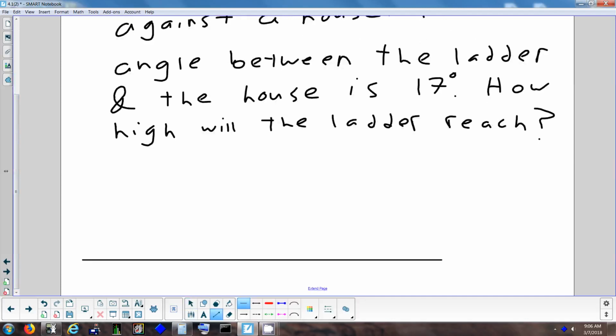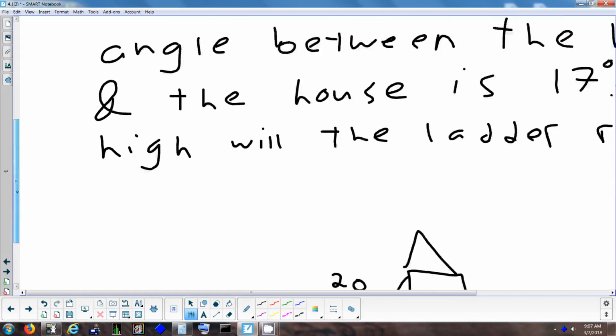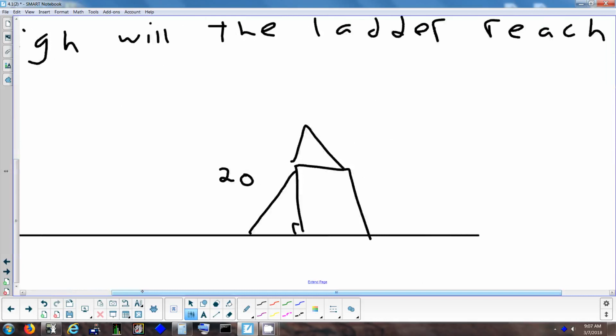Okay, so there's your ground. Here's your house. And it says we have a 20-foot ladder leaning against the house. I'm going to exaggerate it a little bit. There's my ladder. That's 20 feet. I'm going to assume that the building is perpendicular to the ground. It says the angle between the ladder and the house is 17 degrees. So we're focusing on this triangle.